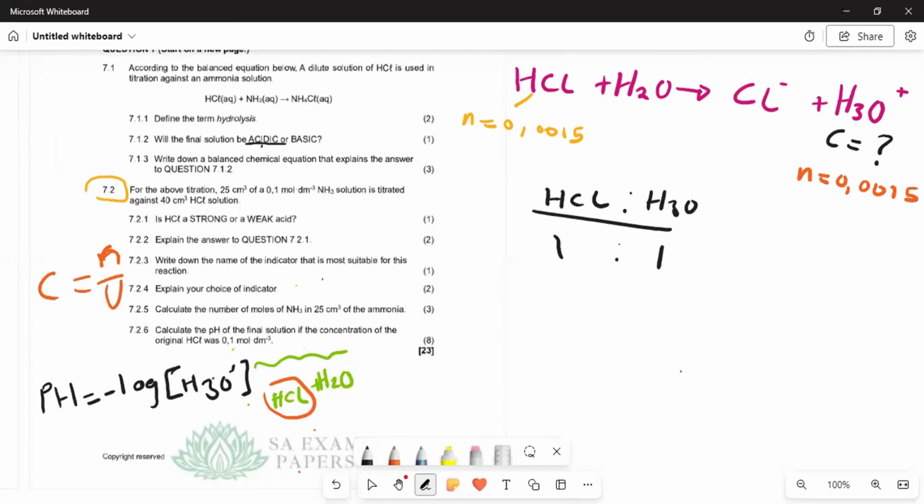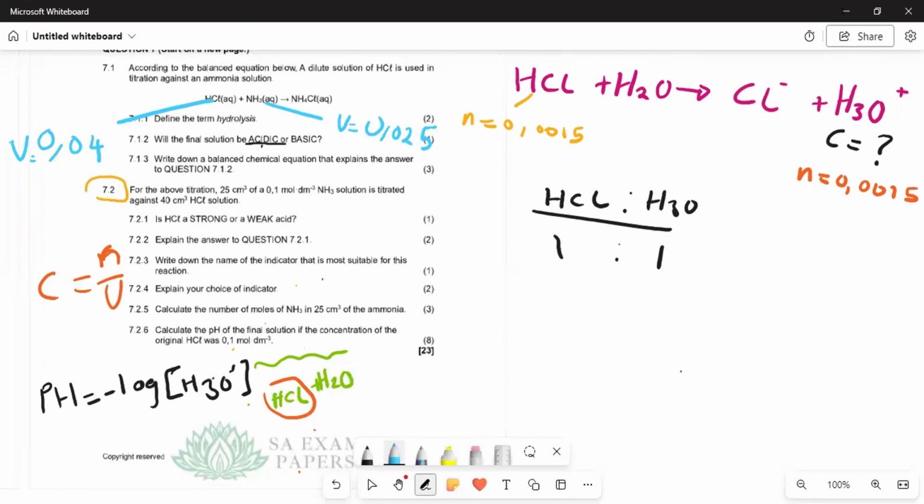Now, remember before, they said the volume of this hydrochloric acid, we have calculated it. Now remember we said before, the volume of this, which is 40 centimeter cubed, which we converted to decimeter cubed, is 0,04. And this is the volume of my hydrochloric acid. And what about my NH3 volume? This was 25 centimeter cubed, converted into decimeter cubed. The volume here was 0,025. Now remember, this is after the reaction has taken place.